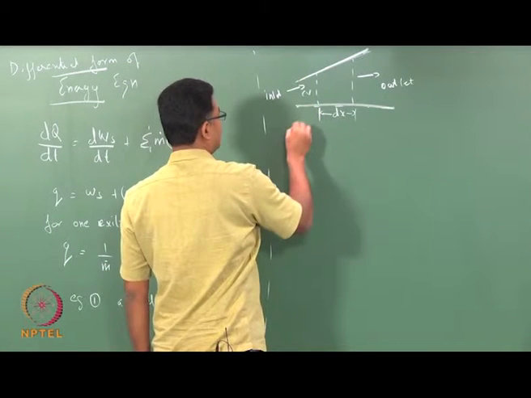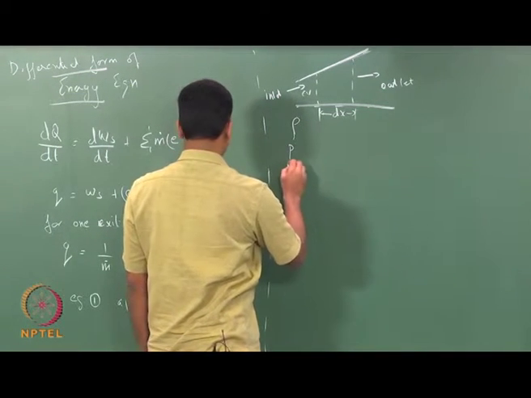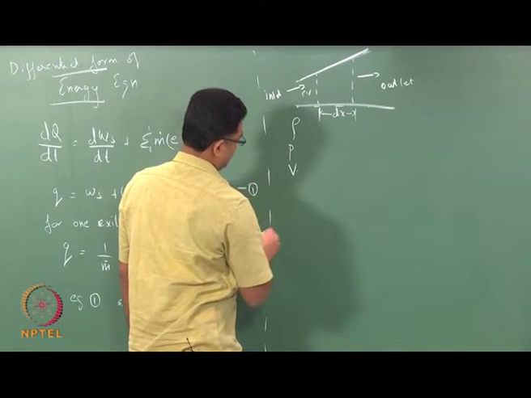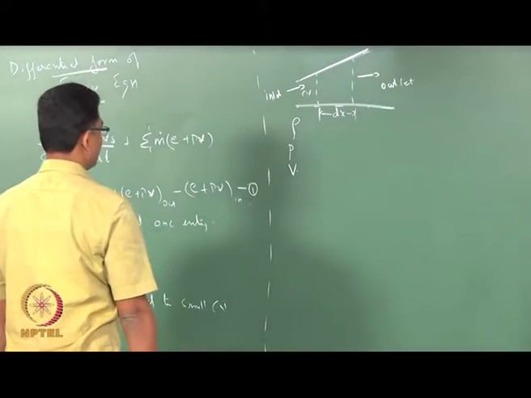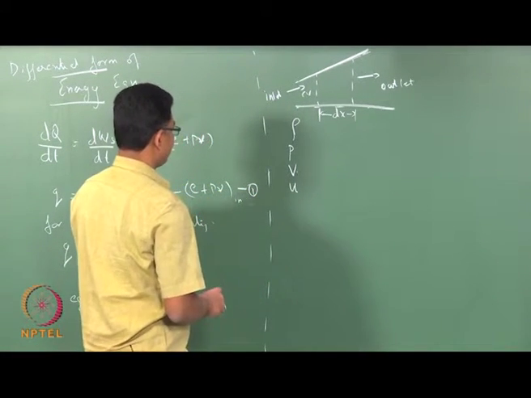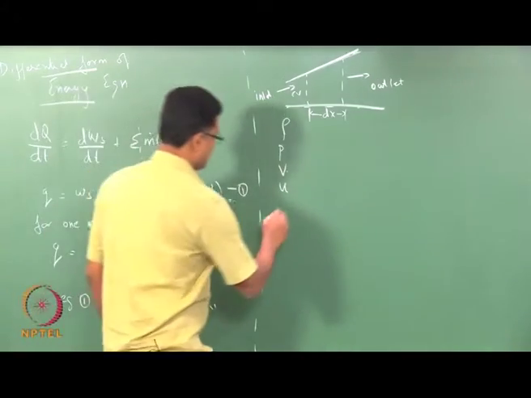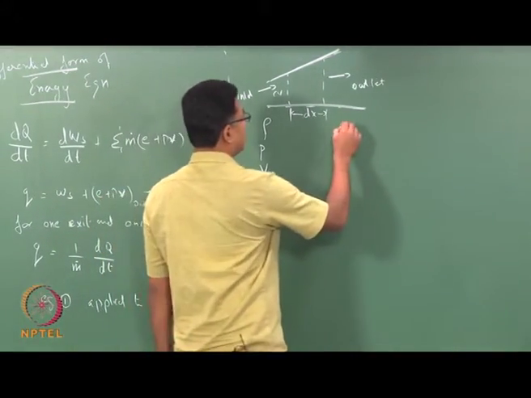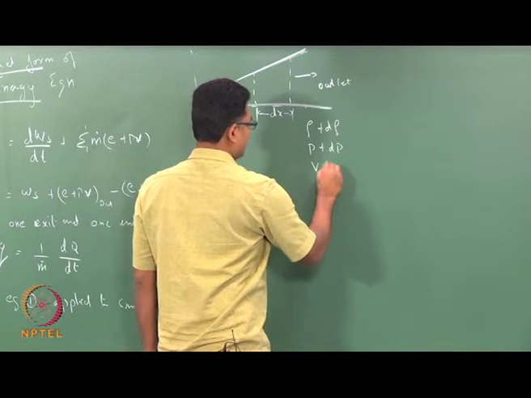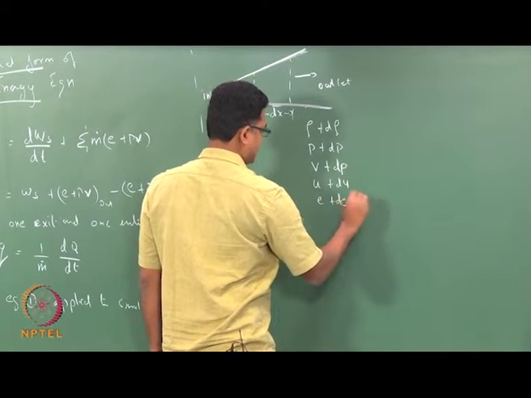So, at the inlet the density is given by rho, pressure P, velocity V, and what are the quantities? Internal energy U, okay, and the total energy small e. At the exit it is rho plus d rho, P plus dP, V plus dV, U plus dU, and E plus dE.